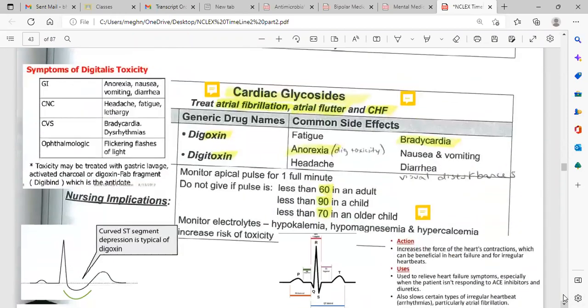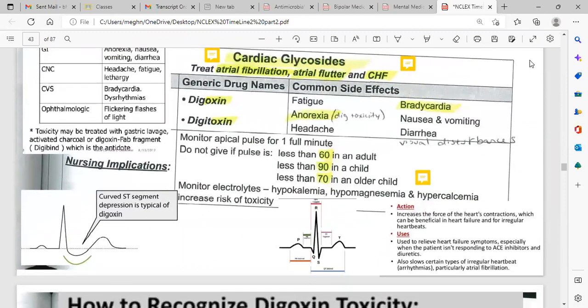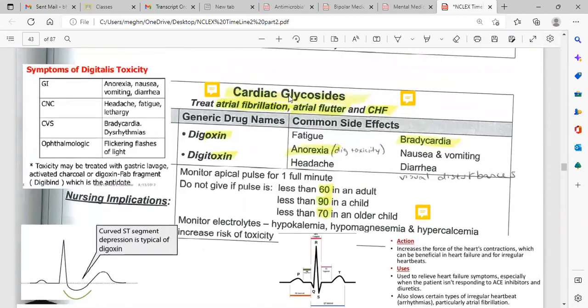Another most important drug group for our licensing board exam is cardiac glycoside. Cardiac glycosides we use to treat atrial fibrillation or atrial flutter and chronic heart failure. The generic drug name is digoxin. Common side effects are fatigue, anorexia, headache, bradycardia, nausea, vomiting, and diarrhea.